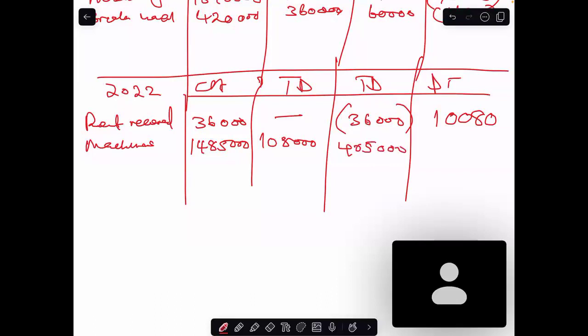Right, the carrying amount of an asset is greater than its tax base, so therefore, it will give us a deferred tax liability. A deferred tax liability of how much? Kindly calculate it for me. 405,000 times 28%. The tax rate is still 28%.